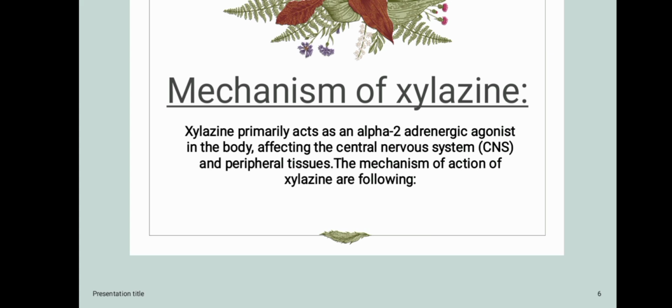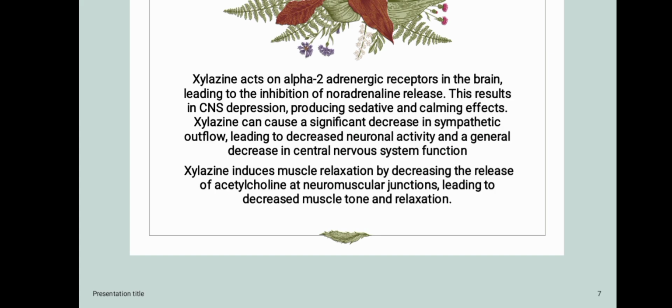Next is the mechanism of xylazine. Xylazine primarily acts as an alpha-2 adrenergic agonist in the body, affecting the central nervous system and peripheral tissues. The mechanism of action of xylazine is as follows. Xylazine acts on alpha-2 adrenergic receptors in the brain, leading to the inhibition of noradrenaline release. This results in central nervous system depression, producing sedative and calming effects. Xylazine can cause a significant decrease in sympathetic outflow, leading to decreased neuronal activity and a general decrease in central nervous system function. Xylazine induces muscle relaxation by decreasing the release of acetylcholine at the neuromuscular junction, leading to decreased muscle tone and relaxation.